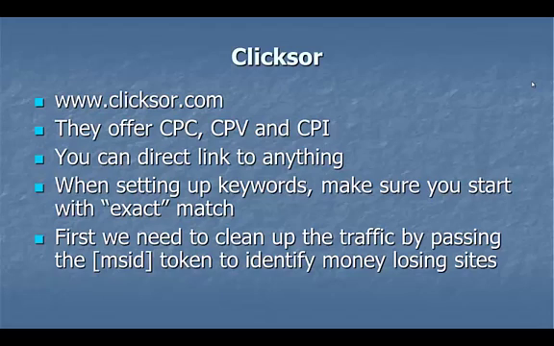But one of the things I recommend is that when you set up your keywords and your campaigns on Clickster, you make sure that you start with exact match. One thing I noticed about Clickster is that they have a lot of, I guess you could say, fraudulent partner sites that you want to clean up first, depending on the campaign you're running. So you need to pass the MSID token to identify the money-losing websites, because Clickster gives you the ability to self-optimize, so you can fairly quickly start blocking poor converting websites with a click of a mouse button. So you definitely want to do that when you're running any sort of Clickster traffic.